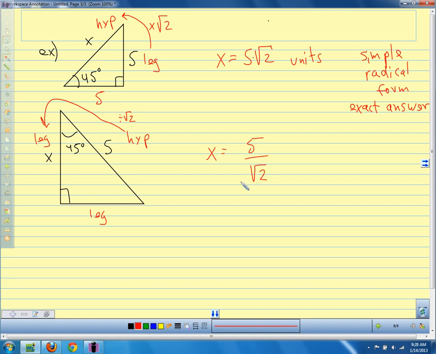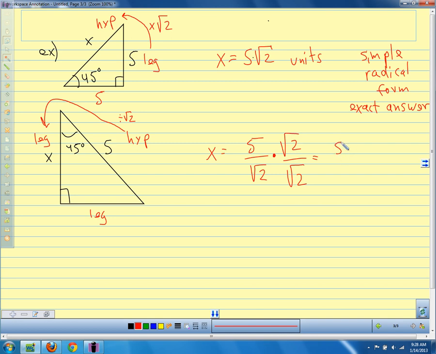Normally we don't want this square root in the bottom. We want a square, it's okay if the square root's in the top. So whenever I have a square root in the bottom, I'm going to multiply the top and the bottom by whatever square root I have. We call this rationalizing the denominator.